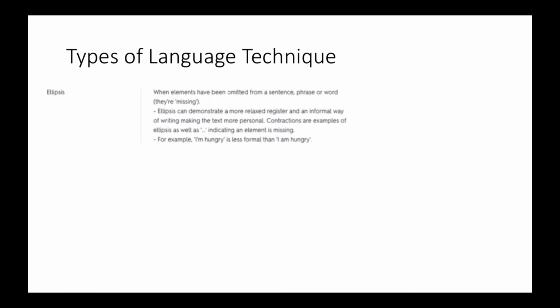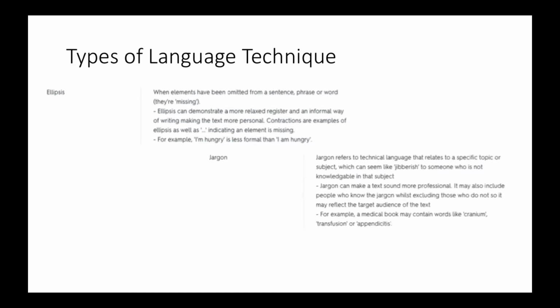it's like a contraction as well. So you've shortened words. So for example, "I'm hungry" instead of "I am hungry" is less formal, obviously. Anything like "there", you're shortening from "they are", or "can't", as in you're shortening "cannot", and things like that. So any of those are an ellipsis.